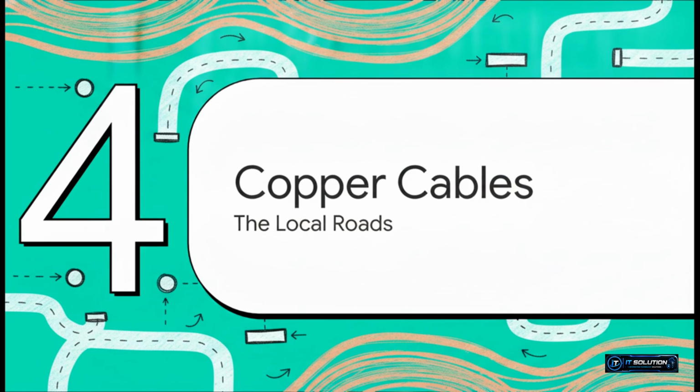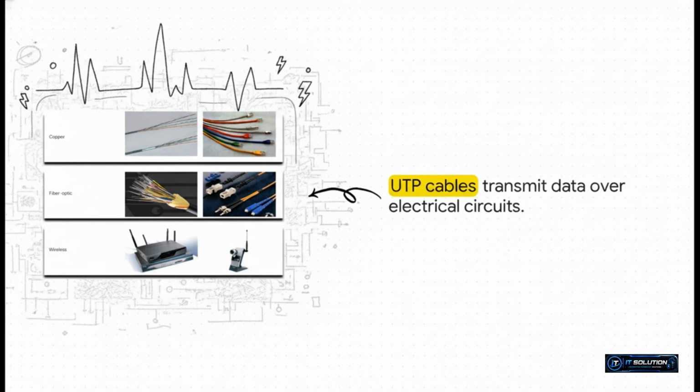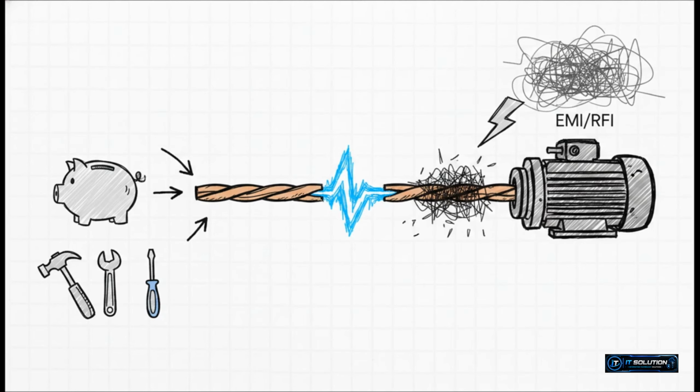Section 4, copper cables. Think of copper as the highly reliable, heavily utilized local roads of our network. Take unshielded twisted pair, or UTP cables, for example. This is your classic everyday copper cabling. Devices use these to transmit data over electrical circuits, sending impulses right through the metal wires tucked inside that plastic shielding.